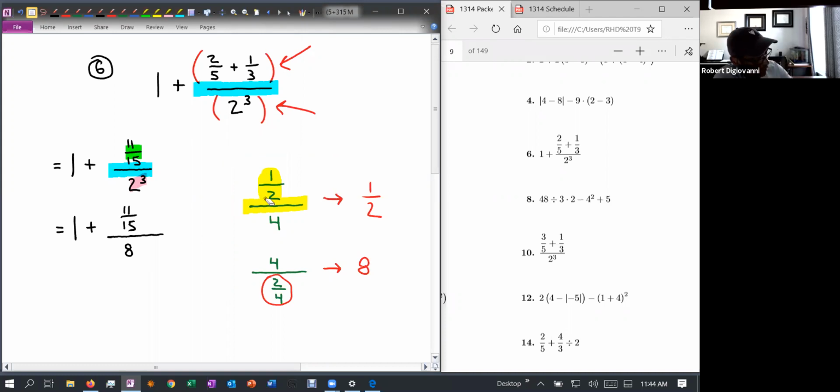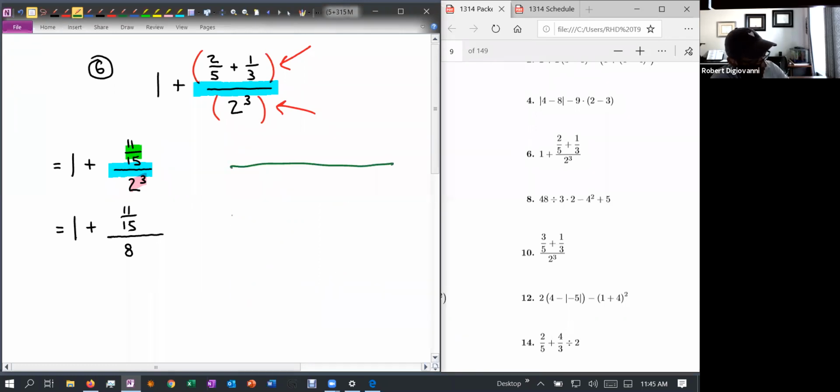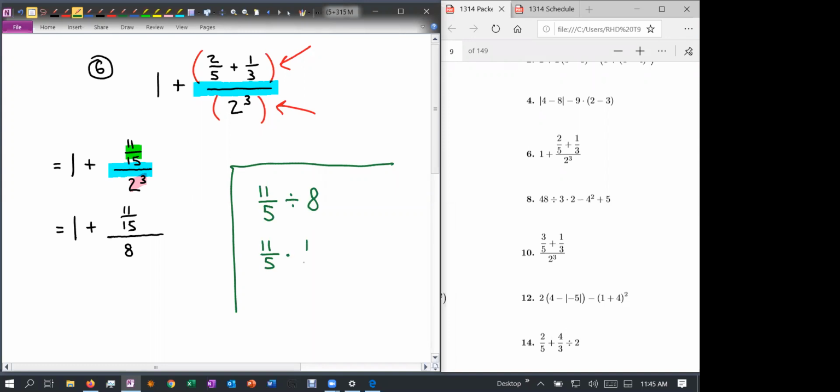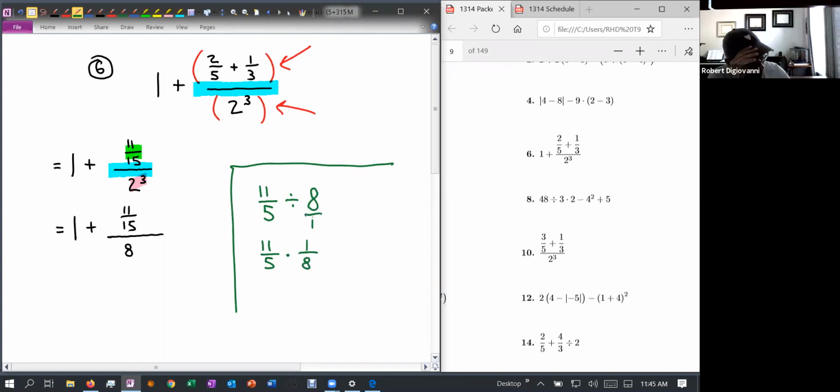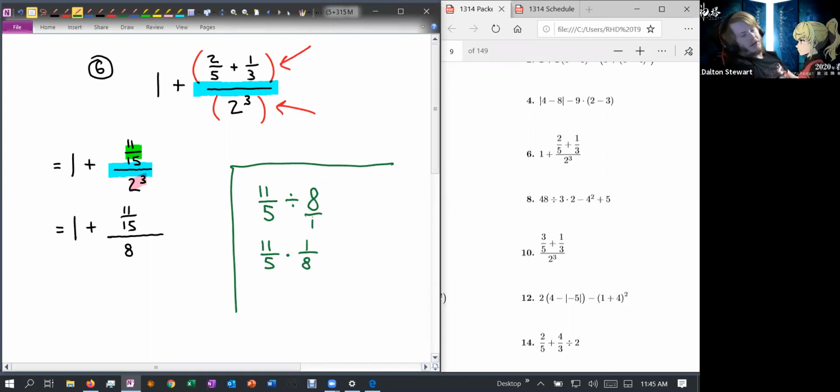Now, to do this, what I'm going to do is write 11 over 15 divided by 8. Do y'all agree that that's what that's saying there? Yes. And now I'm going to do copy dot flip. I really like that. Copy dot flip. When I flip 8, what do I get? 1 over 8, right? Because that 8 is really like an 8 over 1. Shouldn't that be 11 over 15 instead of 11 over 5? Yeah, thank you.